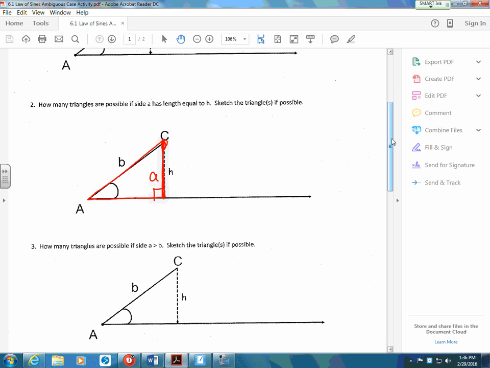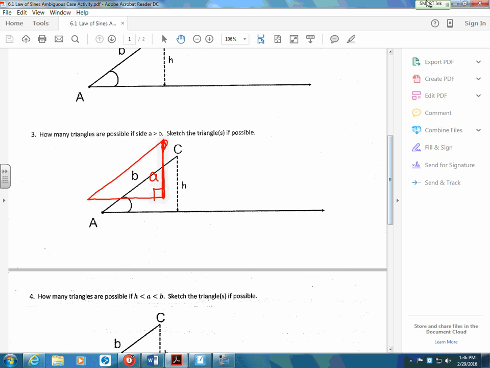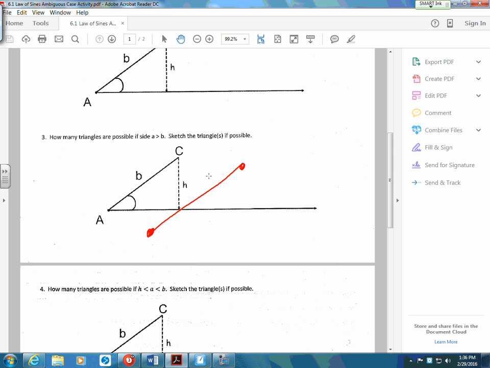All right, let's take a look at example 3. It says how many triangles are possible if side A is greater than side B. If side A is greater than side B, so here's side B, but if I make side A a little bit longer, if I can play around with this, maybe I can. No, it won't let me. I'm not in Smart Notebook, I'm just on a page here, so it's not going to let me rotate. But if you were going to draw a side length A that's longer than B, would there be a triangle possible? And if so, how many triangles would be possible?